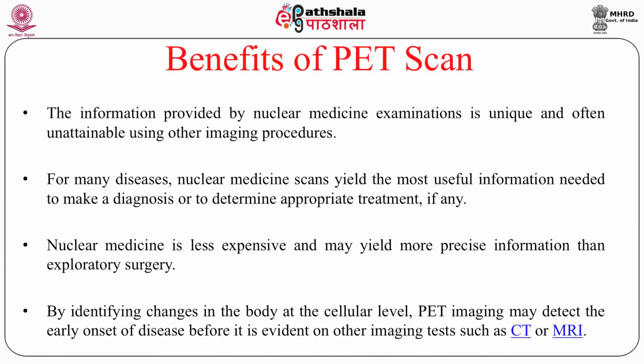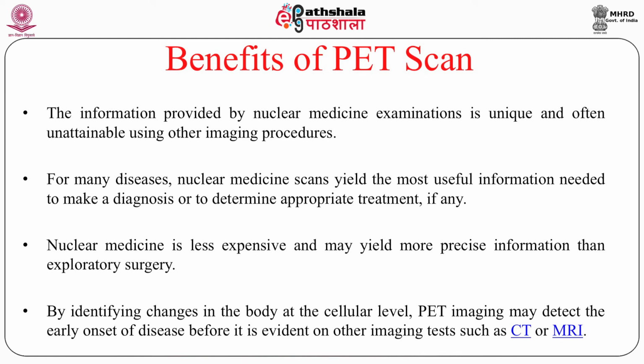Now we come to the benefits of PET scan. The information provided by a nuclear medicine examination is unique and often unattainable using other imaging procedures. That very clearly shows that the information you get from PET you may not get from any other examination. Functional MRIs have been tried. As far as anatomy is concerned, no doubt MRI and CT give a good anatomical picture, but when we talk about PET, there is no comparison. For many diseases, nuclear medicine scans yield the most useful information needed to make a diagnosis or to determine appropriate treatment, if any.